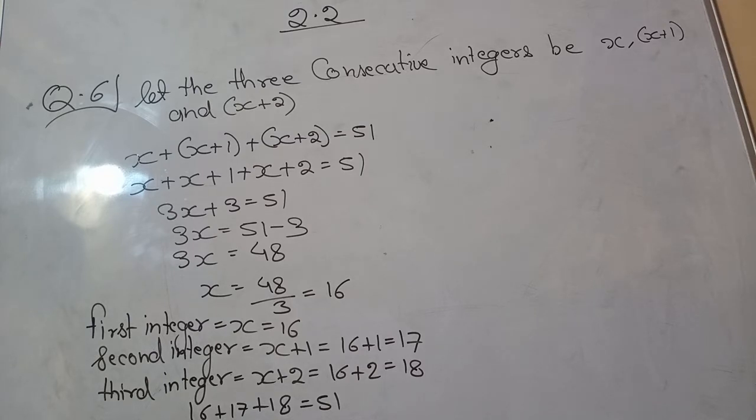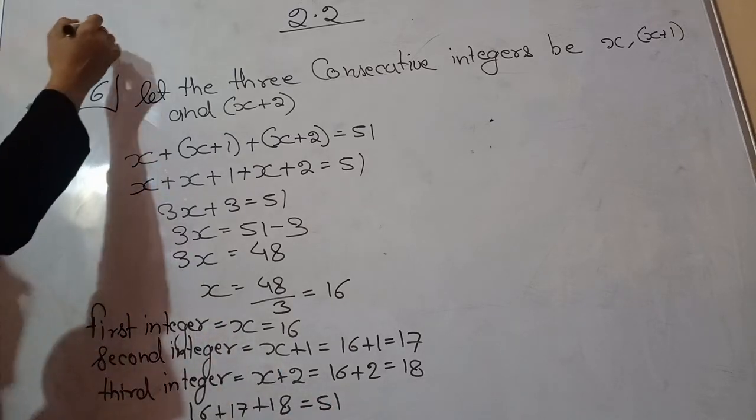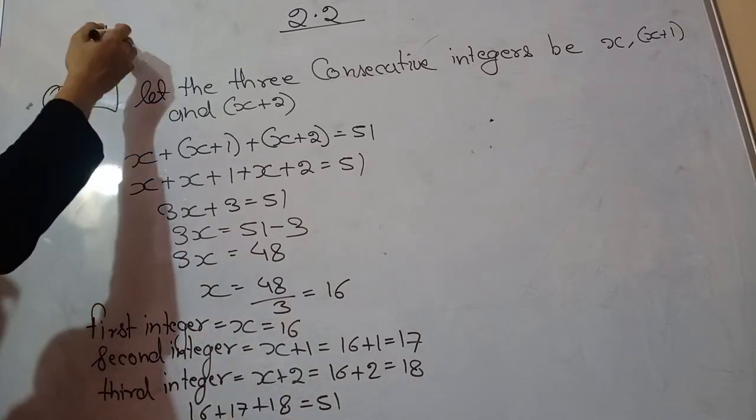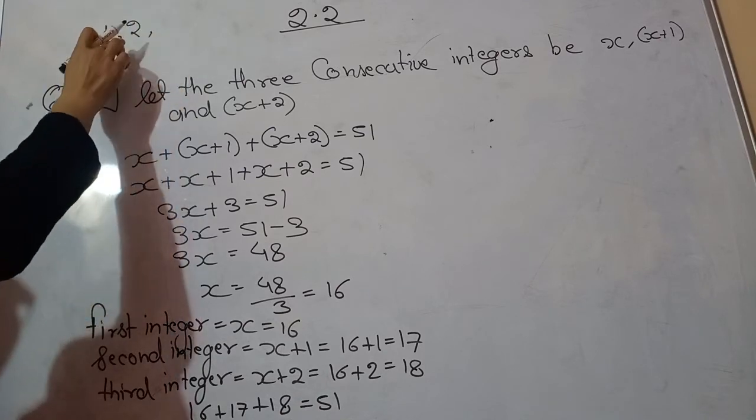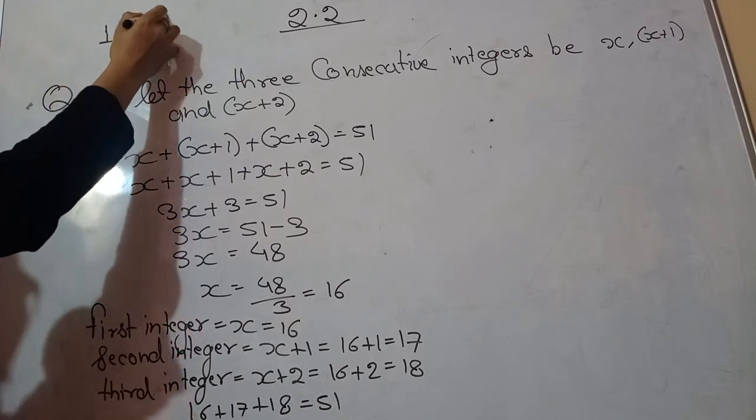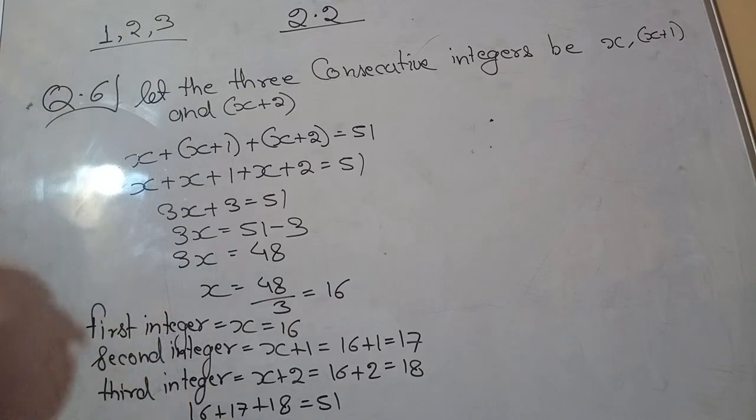Consecutive means when you add 1 to the given number, then you will get your second consecutive number. Like if I ask what is the consecutive number after 1? After 1, when you add 1, you will get 2. What is the consecutive number after 2? When you add 1, you will get 3. So one after another, when you add 1, you will get the next consecutive number.